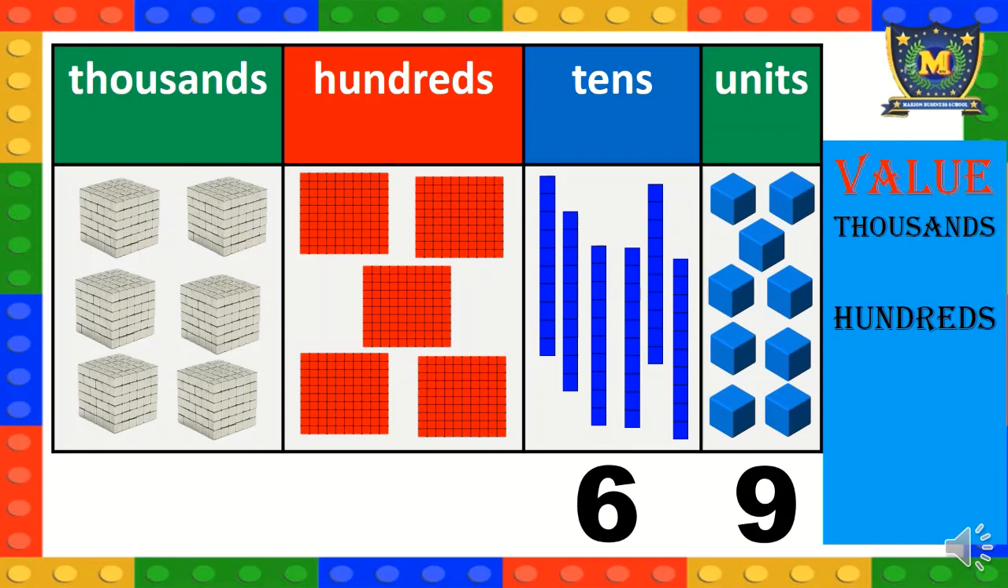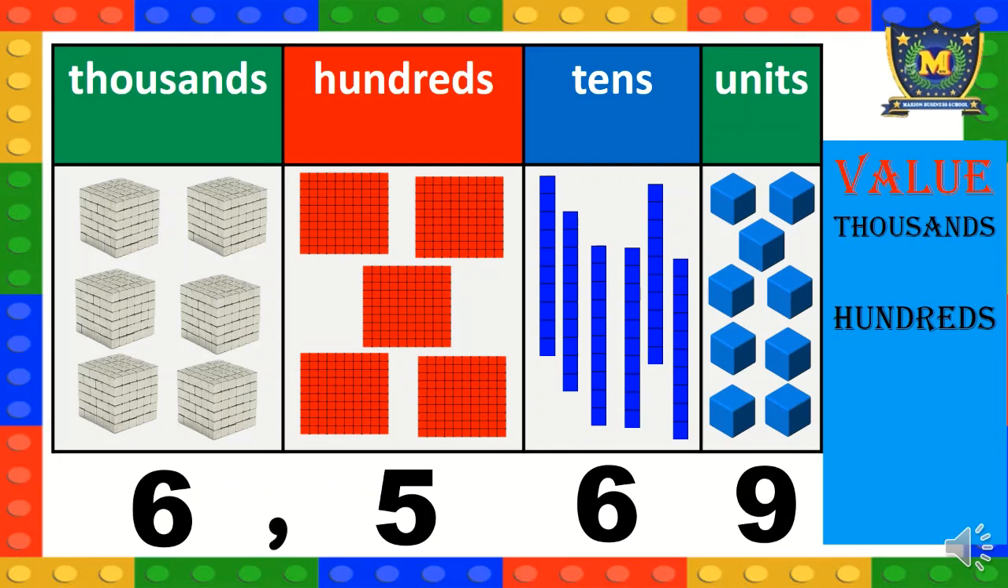Now, how about flats on the hundreds place? Splendid, we have here 5 flats. Now, how about cubes on the thousands place? Wonderful, we have here 6 cubes. Now, is this final? No. What's the missing? Okay, it's the comma.